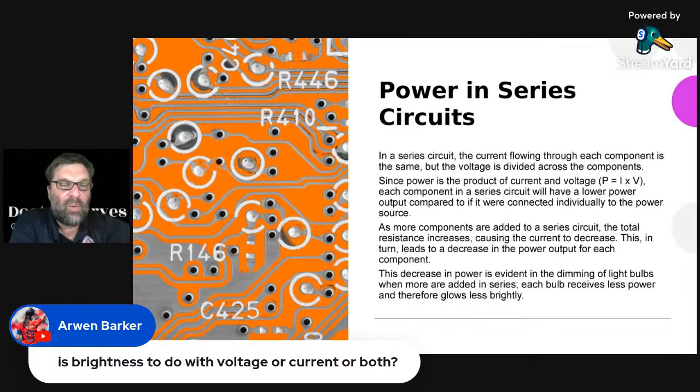There's a question there from Arwen: is the brightness to do with voltage or current or both? It's going to be in that paragraph there. Since power is the product of the current and the voltage, each component in a series circuit will have lower power because you're sharing the voltage. The more components you add, the more the voltage goes down and the more the current decreases as well, because the resistance is increasing. So that paragraph on that slide is actually answering that question.